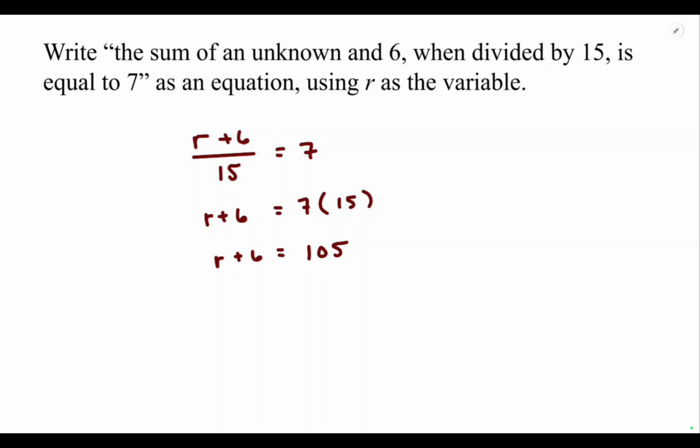So now, I'm adding 6. I have to do what? Subtract. So I'm going to move this to the other side, and I'm going from addition to subtraction. So r is equal to 105 minus 6. So r is equal to what? 99. Good.